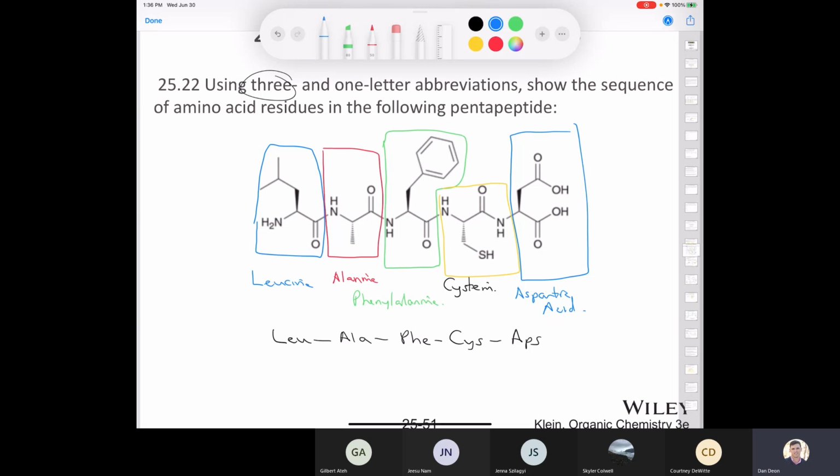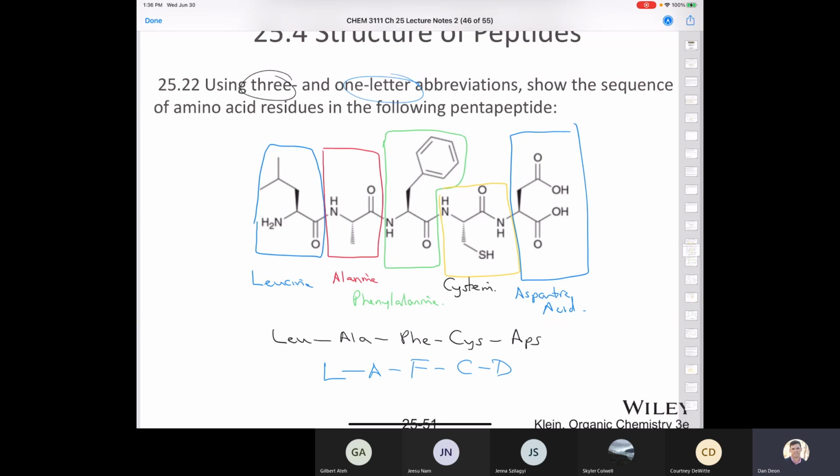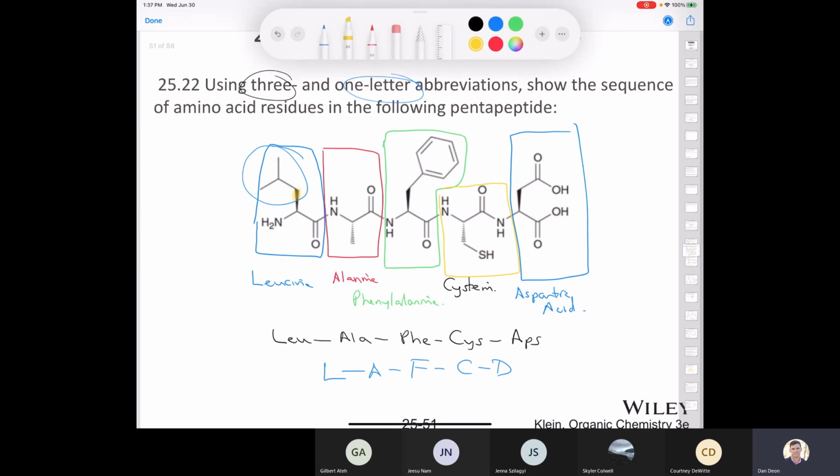Next, it asks us to come up with the one-letter abbreviations. So it's L, A, phenylalanine is F, cysteine is C, and aspartic acid is tricky. It's a D. Okay, so L, A, F, C, D. And again, they have to be put together in that specific order in order to draw that pentapeptide. All right, so there we go. If you look at the structure, you see that any R group that's pointing up is on a wedge. I'll use the yellow highlighter to double check, but anything that's pointing up is on a wedge, and anything that's pointing down is on a dash.